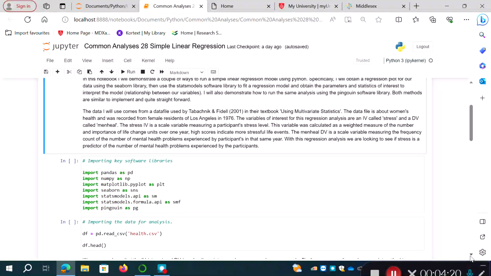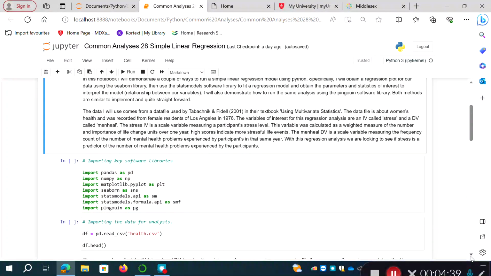I'm assuming it's a real data file that was collected back in the 70s. And the variables of interest for the regression analysis I'm going to run now are an IV called stress and a DV called men-heal. The stress IV is a scale variable measuring a participant's stress level from low to high, I guess, on some scale.